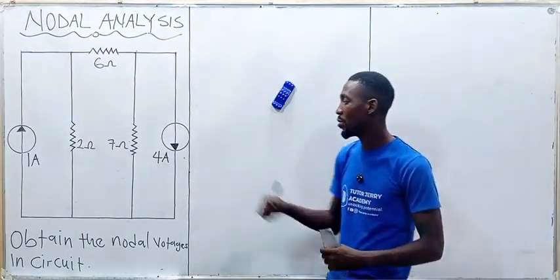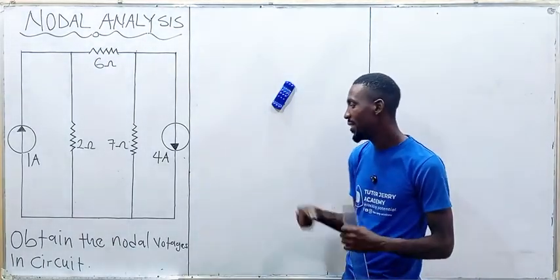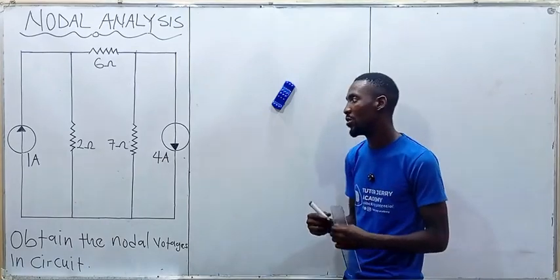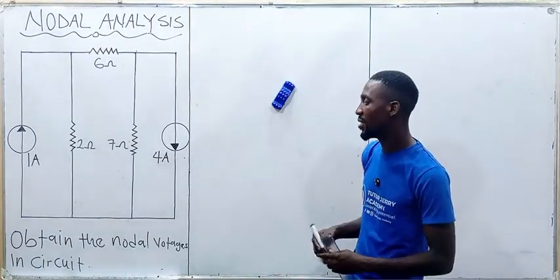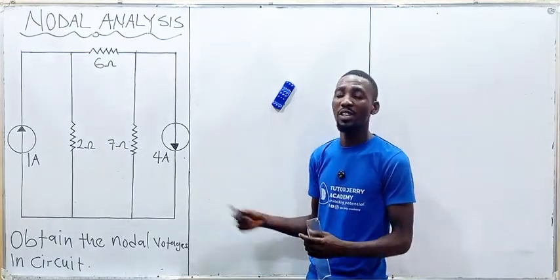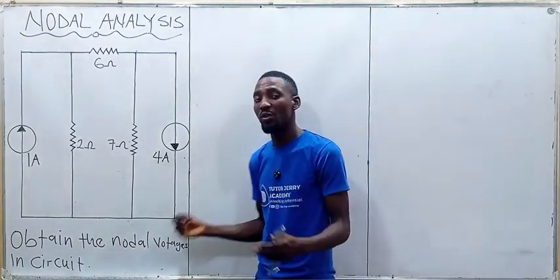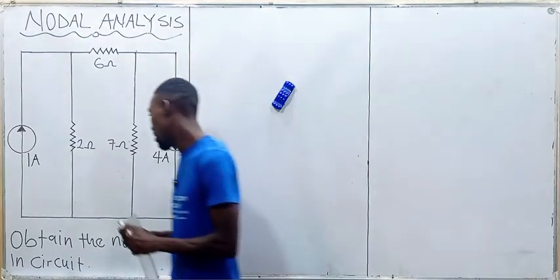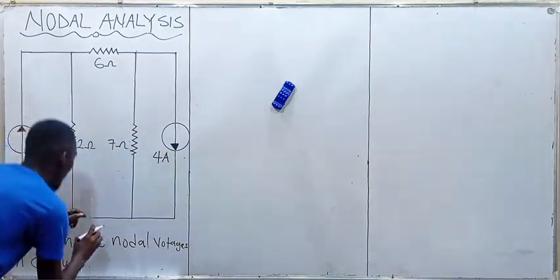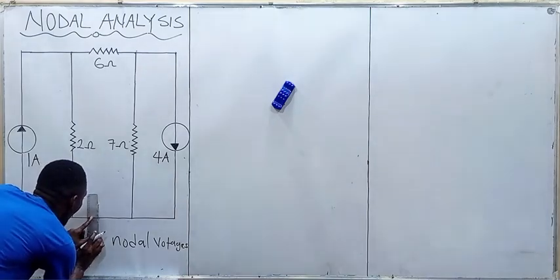All right, we are going to solve the question. It says we should obtain the nodal voltage in the circuit. For us to obtain the nodal voltage in the circuit, the first thing we are going to do is to choose our reference node, which is also known as what? Ground. All right, so let's choose our reference node.